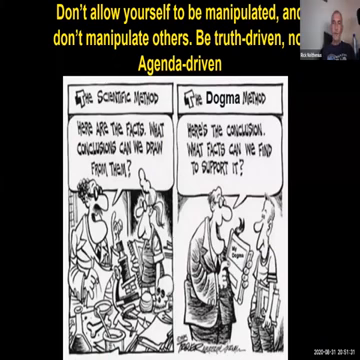I want you to be truth-driven and not agenda-driven. So this cartoon gets it across pretty well. Here's the conclusion. What fact can I find to support it? That's a bad way to go. Scientific method: here's the facts. What conclusions can we draw from the facts?